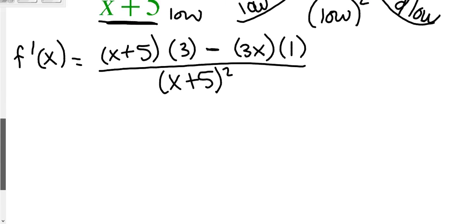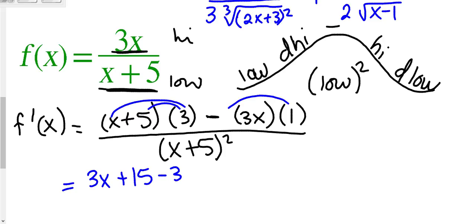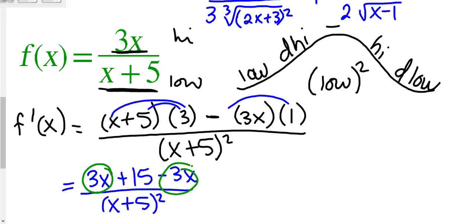And now we simplify. We will distribute this 3, and we will multiply the 3x and the 1. So we have 3x plus 15 minus 3x all over x plus 5 squared. We have a positive 3x and a negative 3x. Those will cancel. So our final answer for the derivative is 15 over x plus 5 squared.